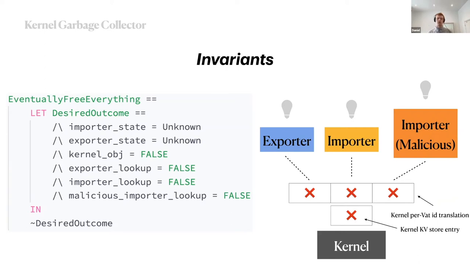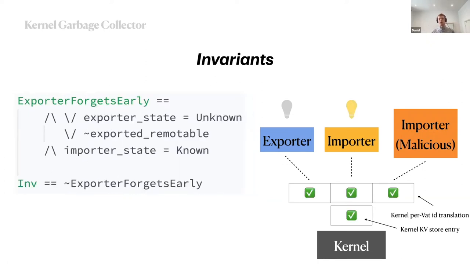And we could use temporal logic to express this, but using a simple invariant like this means we can also benefit from the Apalache model checker, which can also generate multiple executions which satisfy this behavior in quite a user-friendly way. Pictured on the right is the eventual state we want to reach. No VAT knows about the exported item, so that's signified with the empty light bulbs. And also the kernel data structures are clear. So this is kind of the free state at the end of the object lifetime.